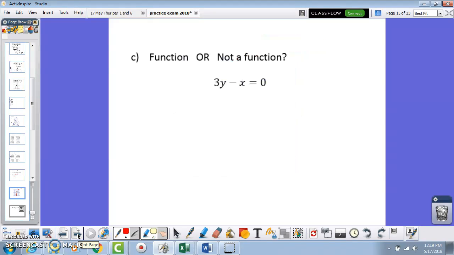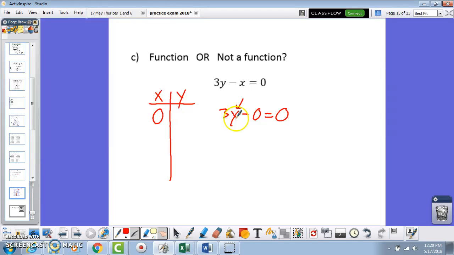Is this a function or not? Now this one's a little bit tricky. I'm going to make a little table for this with x as my input and y as my output. Now let's just say x is 0. That would mean 3y minus 0 equals 0.